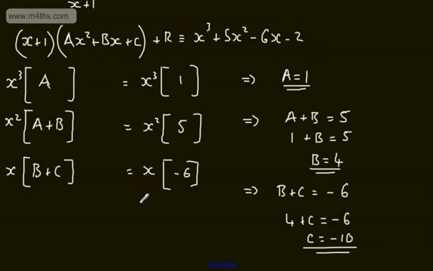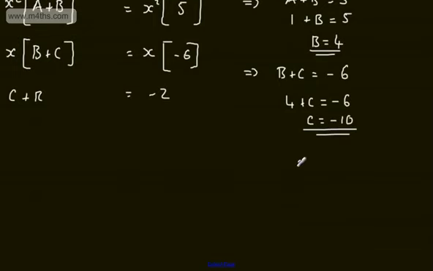Let's look at constants. The constants, or terms independent of x: we've got 1 times c plus r. So c plus r will be equal to minus 2. If we consider what we've got here, we know that c plus r will be equal to minus 2. We know c is minus 10. So minus 10 plus r is going to be equal to minus 2. Adding 10 to both sides, the remainder r is going to be equal to 8.